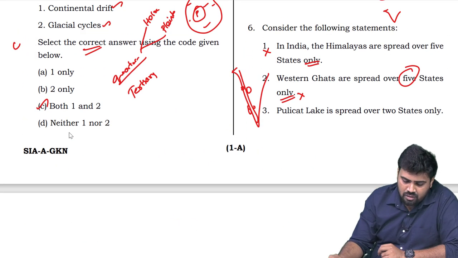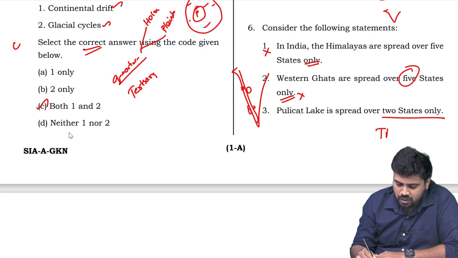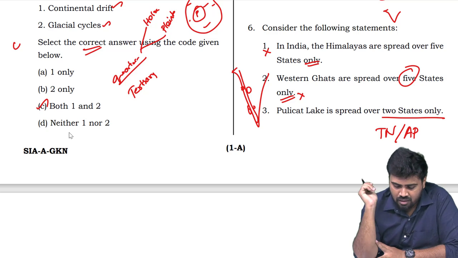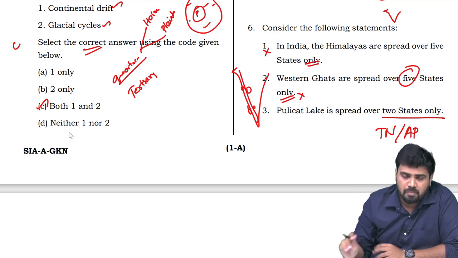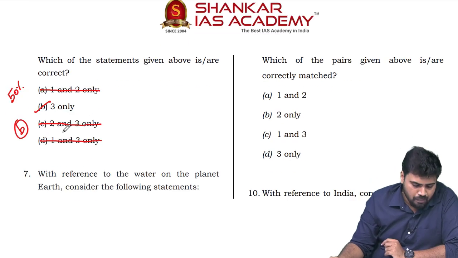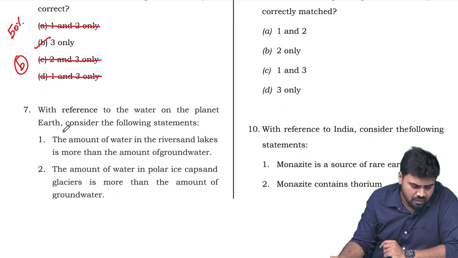So now coming back to this statement, Pulicat Lake is spread over 2 states only. Yes, it's spread over 2 states. One is Andhra and second is the southern state, Tamil Nadu. So Pulicat Lake, that is Pazhaverkadu area in Tamil. So 6 option B, B for Bombay. So very simple basic map reading.